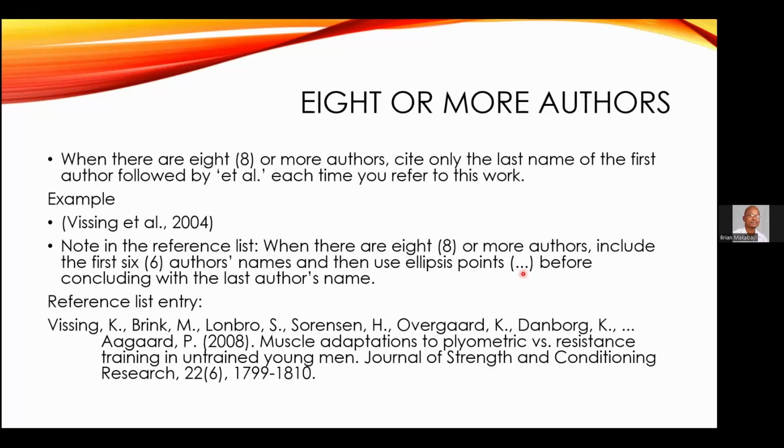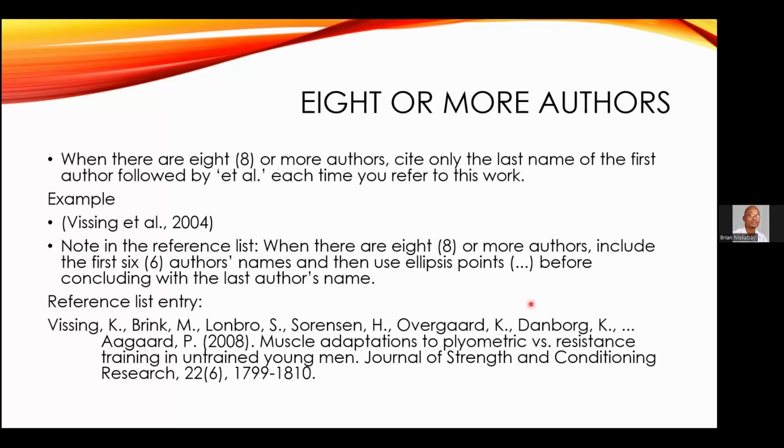So when you have 8 or more authors in the reference list, you are not going to include basically all their names. Even the software actually will also do that. So you put this before concluding with the last author's name. As you have seen here, you write 1, 2, 3, 4, 5, 6. Then you put the ellipsis in between there. Then you come and capture the last author, and you put the year.